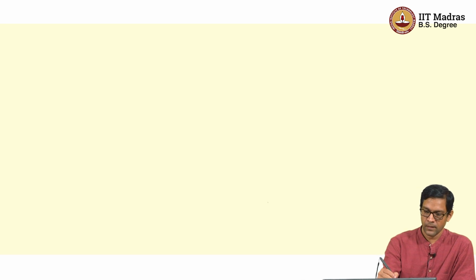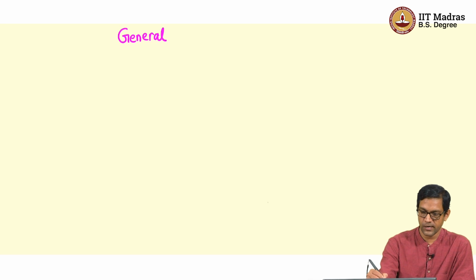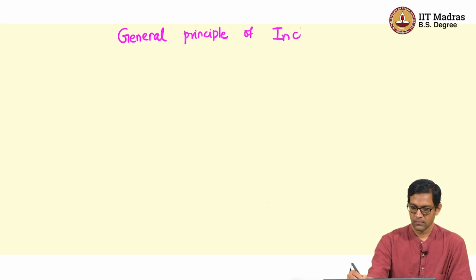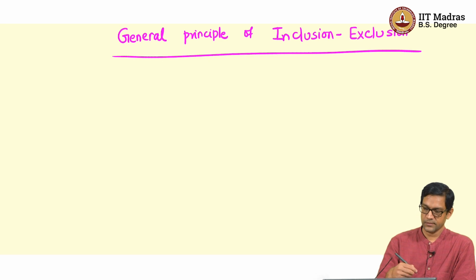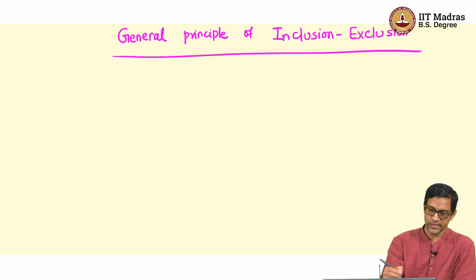Now let us look at the general principle of inclusion exclusion, where you may not have just 2 sets or 3 sets. What if you have any number of sets? Suppose I have n sets in general. So, this is a general principle. To understand the general case, let us just look at the situation where we have 4 sets.